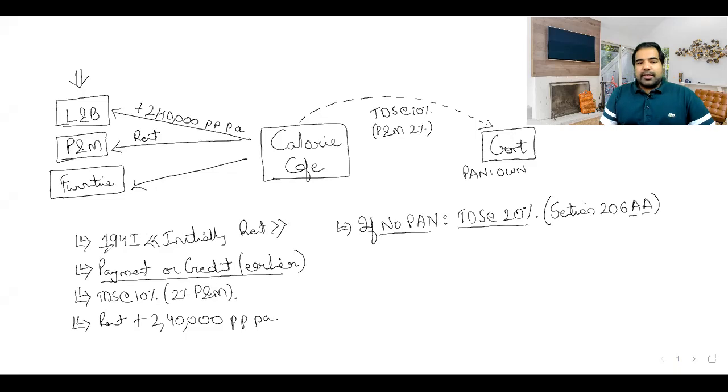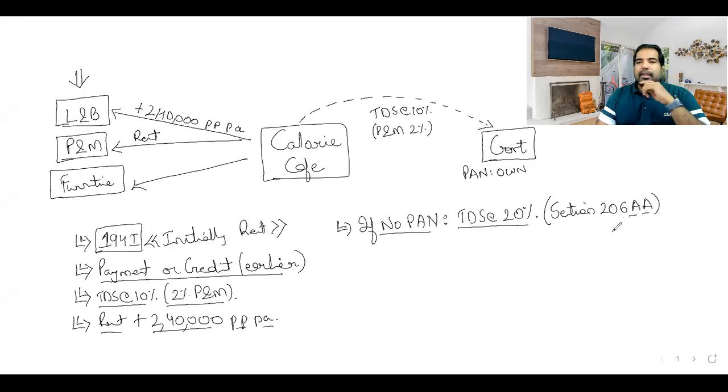So let's just see the points here. 194I, initially you rent. It is on payment or credit basis, whichever is earlier. The TDS is at the rate of 20% on most things, that is land and building and furniture. On plant and machinery, it is 2%, and it has to be seen 2,40,000 per person per annum. If no PAN, then TDS will be at the rate of 20% under section 206AA.